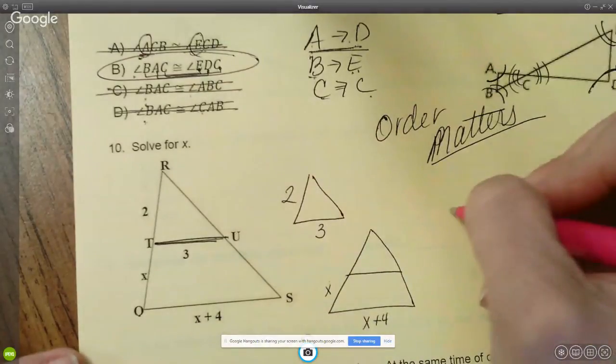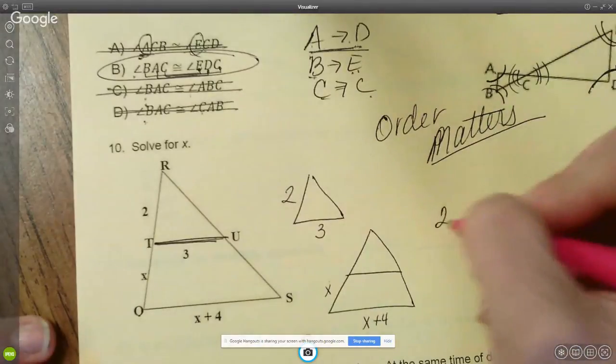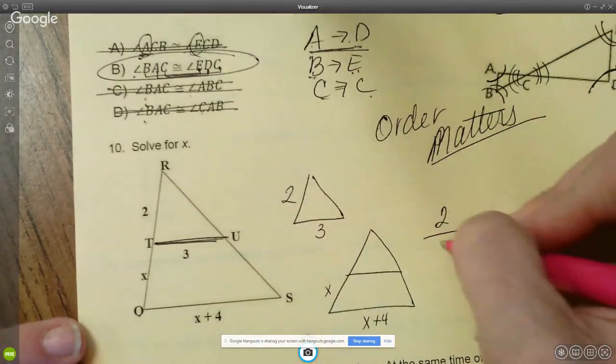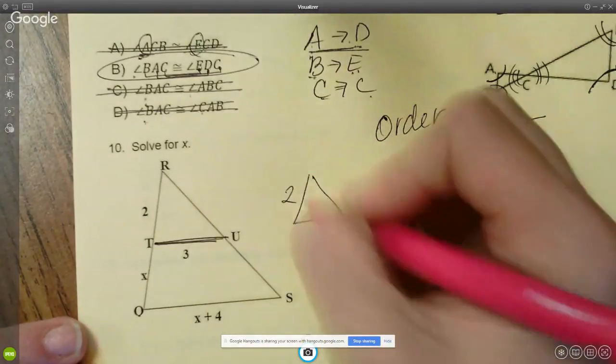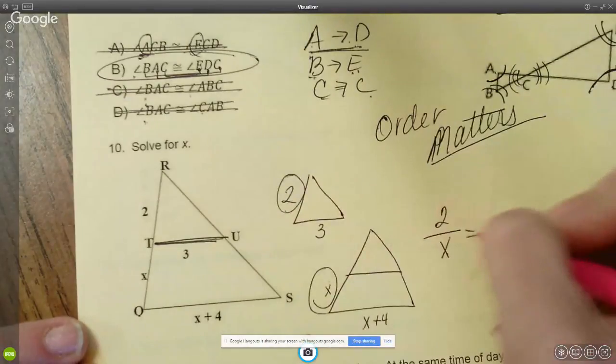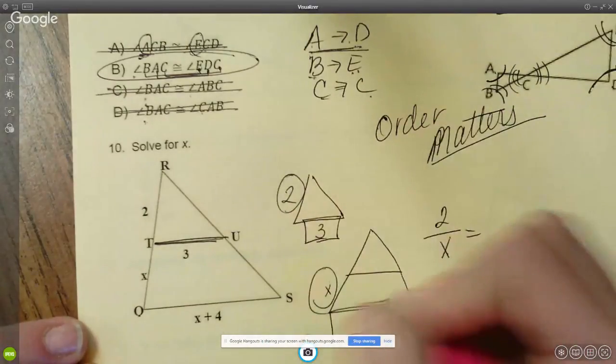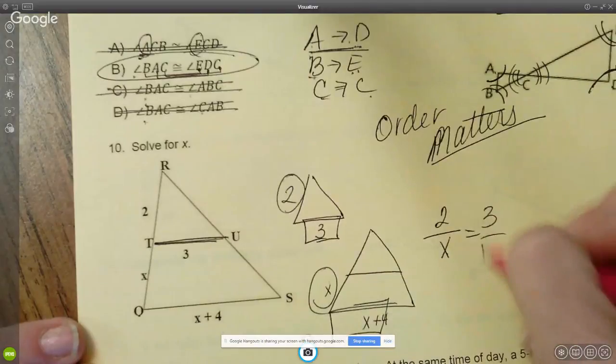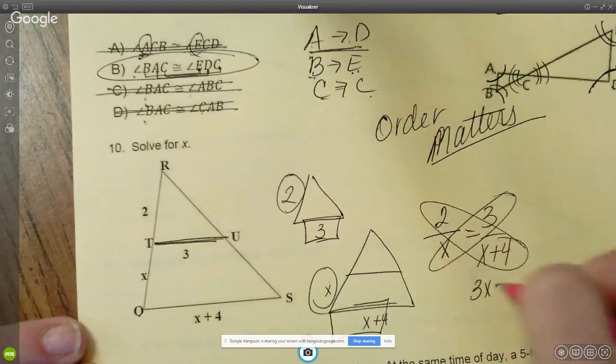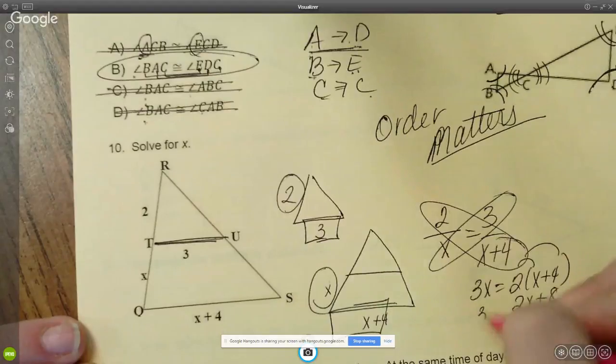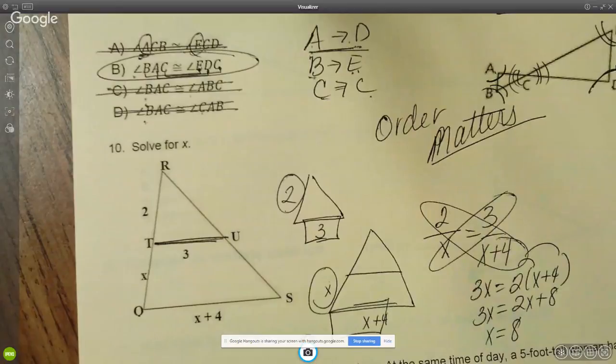Because we're going to assume that they're similar, we'll do 2 over X equals 3 over X plus 4. Cross multiply: 3X equals 2 times the quantity X plus 4. Distribute. Subtract. And then we get our value, X equals 8.